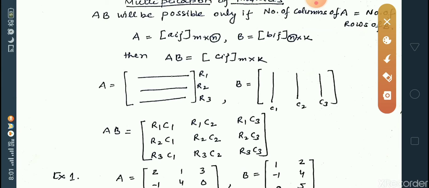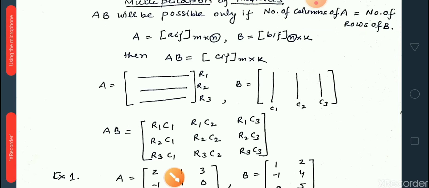Now how would you multiply two matrices? Here is a representation. A is equal to R1, R2, R3. These are rows of A, and C1, C2, C3 are columns of B. Then AB is equal to R1C1, means the respective elements of R1 and C1 will be multiplied, and the same happens with R1C2 and R1C3. The second row will be formed by R2C1, R2C2, R2C3, and the third row will be formed by R3C1, R3C2 and R3C3. I think it is clear now.